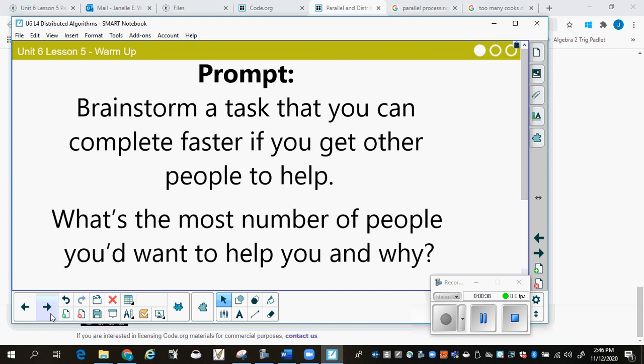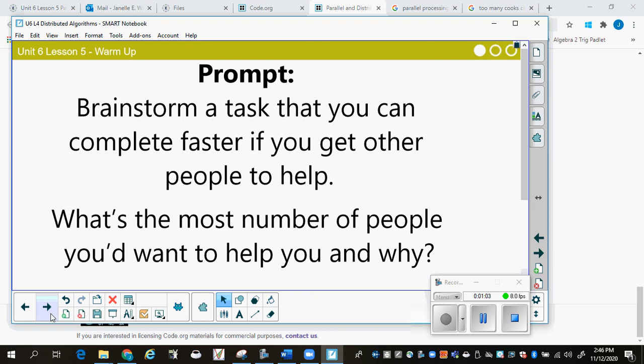Some things I can think about right off the top of my head: cleaning my house, raking the leaves, washing dishes. Well, if I stop and think about it, raking leaves, depending on the size of your yard, you could use 4 or 5, maybe even 6 people. You start getting more than that, and you start getting in each other's way.